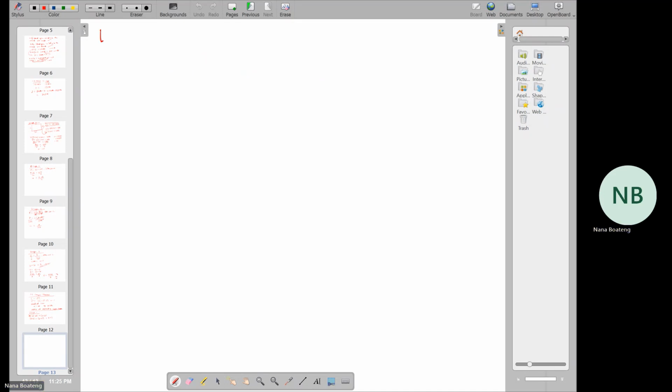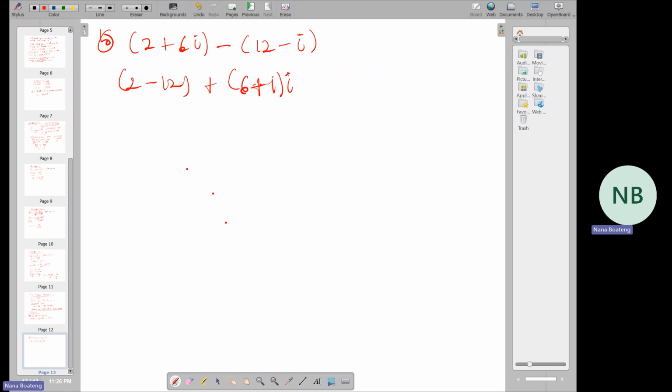B, if we have 2 plus 6i minus 12 minus i. So we subtract the real parts together, so 2 minus 12, and plus 6 minus i, so 6 plus 1 times i. All right, so this becomes -10 plus 7i.